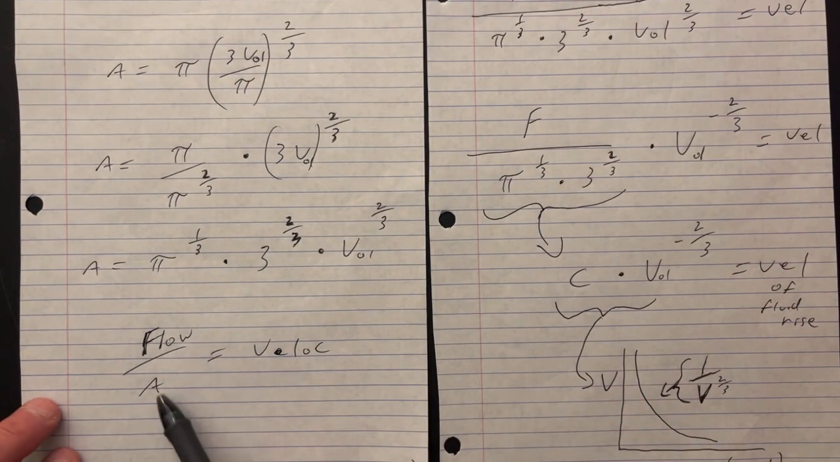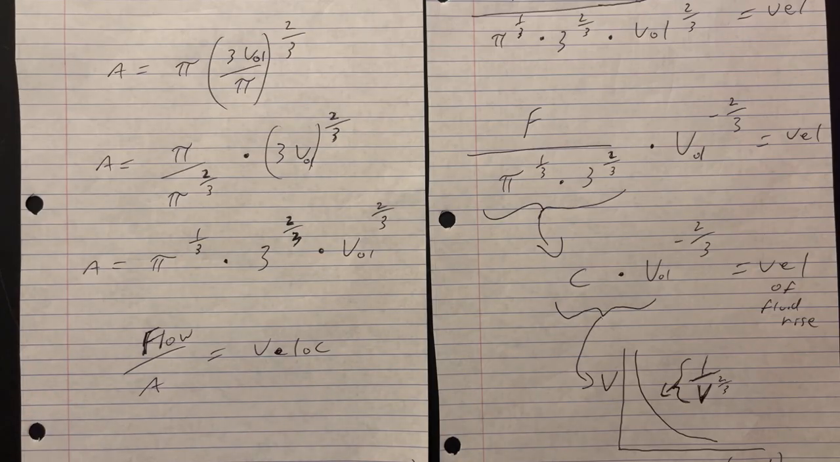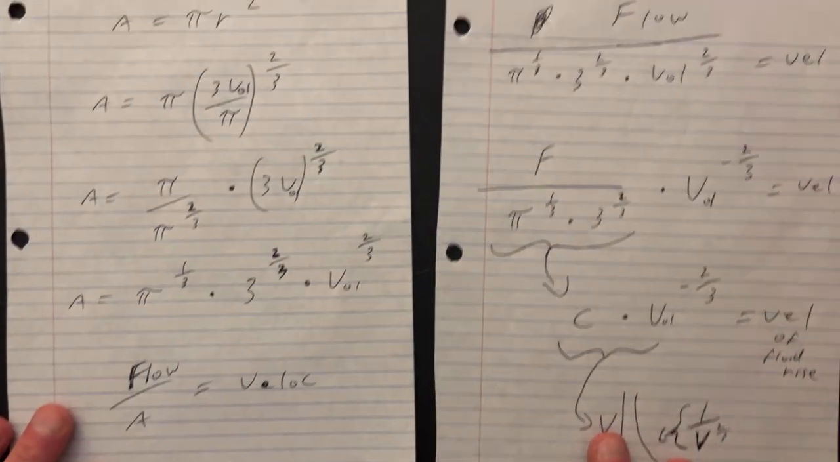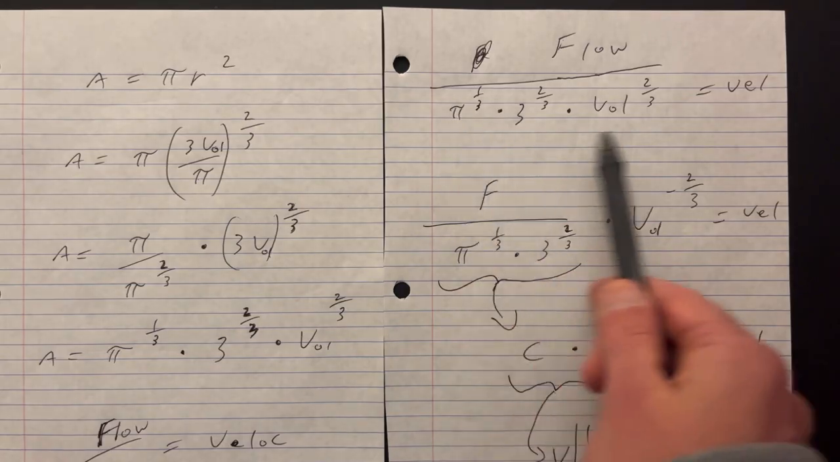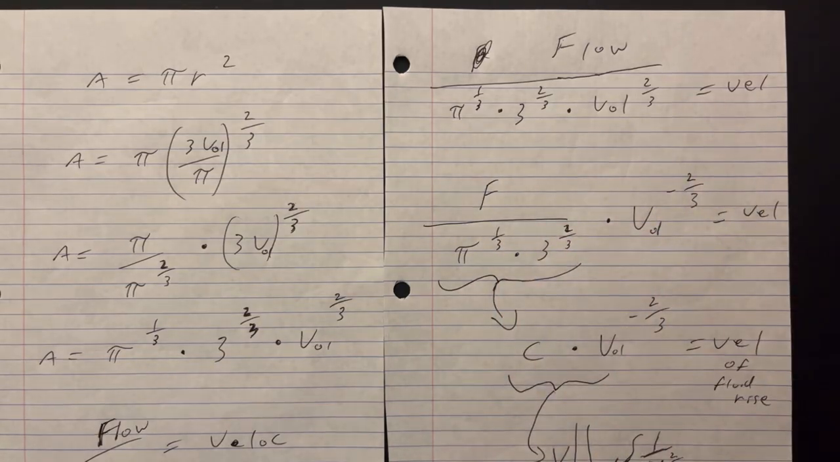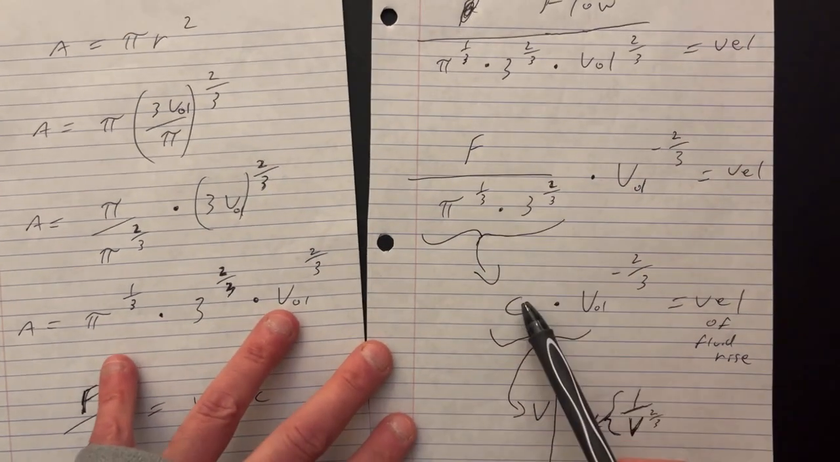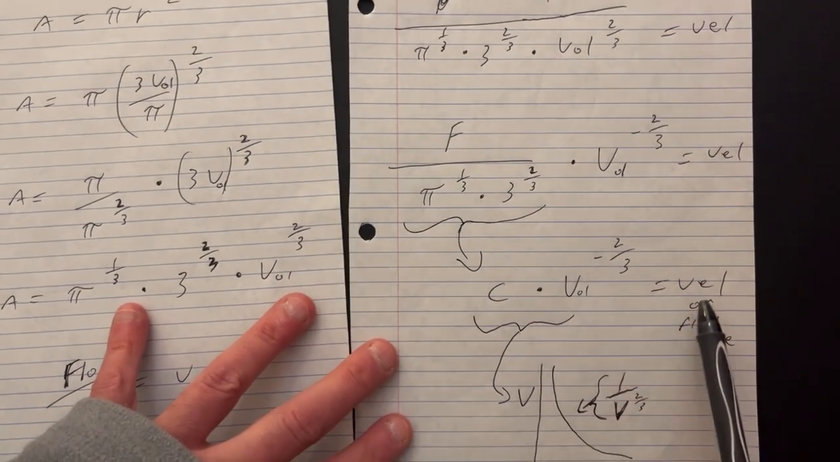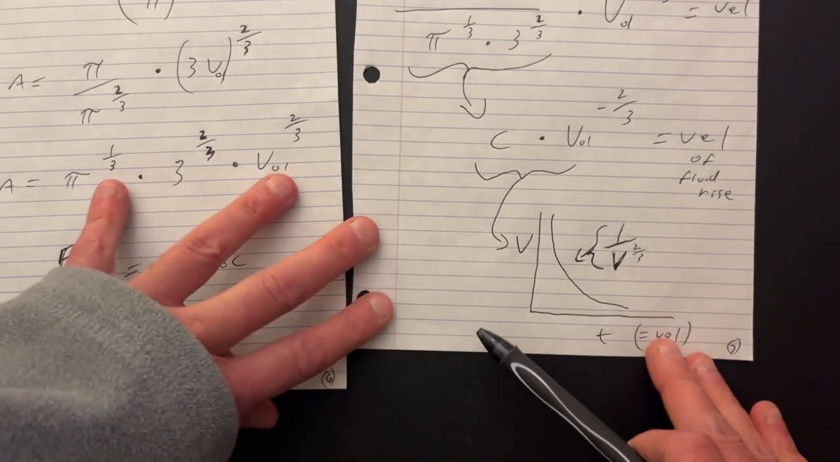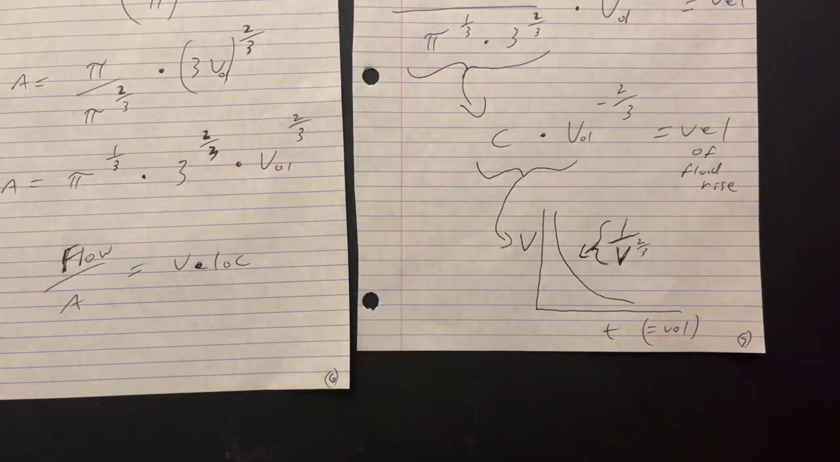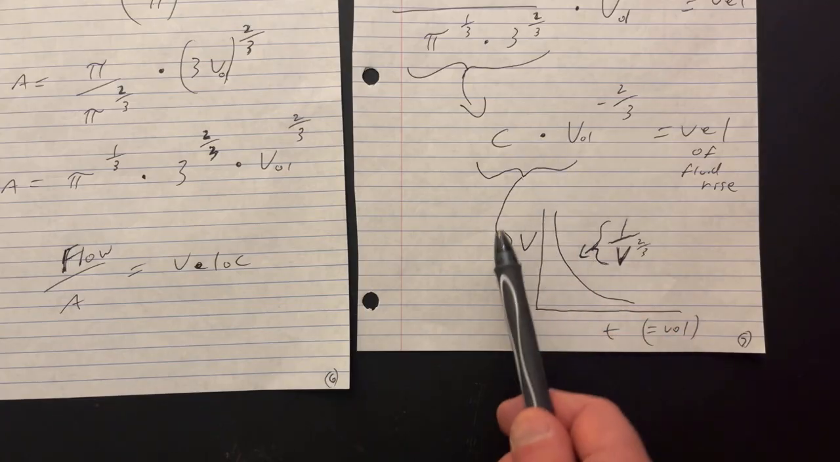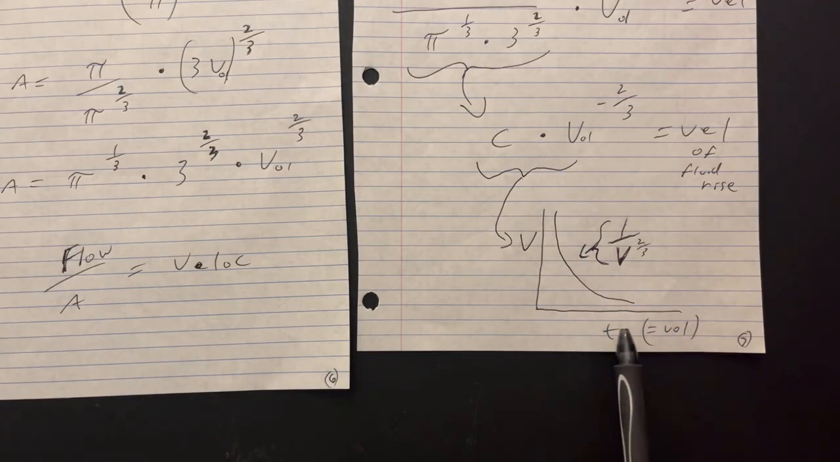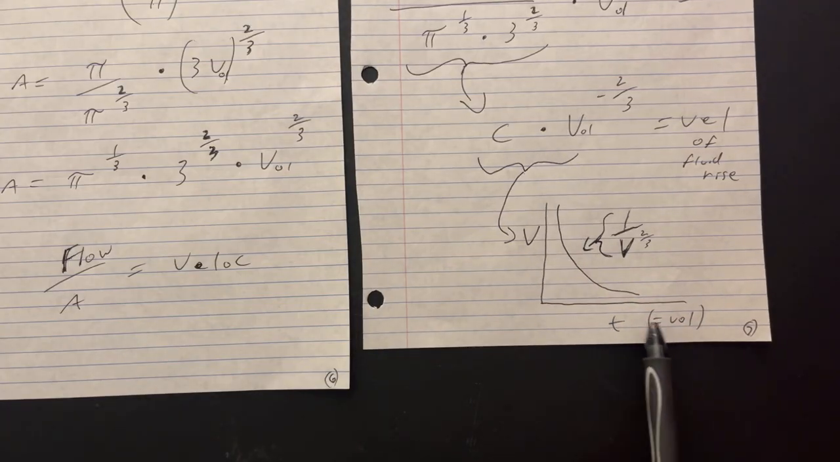This equation again, flow over area equals velocity, and this is all my area right here. So I take the flow, divide it by all of that to get my velocity. I'm going to simplify and just turn this into a C for a constant. So I got constant times volume to the negative 2/3 power will equal the velocity of the fluid rise. Graph it out and it'll look like this. I just take constant times volume to the negative 2/3 for the y-axis, and then the x-axis will be time, which again also equals volume because I decided that we're running at 1 cubic meter per second. So those will be equal.